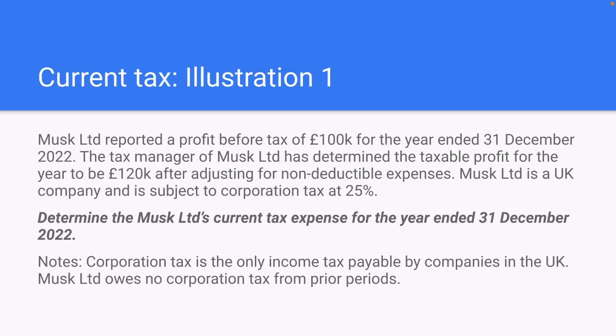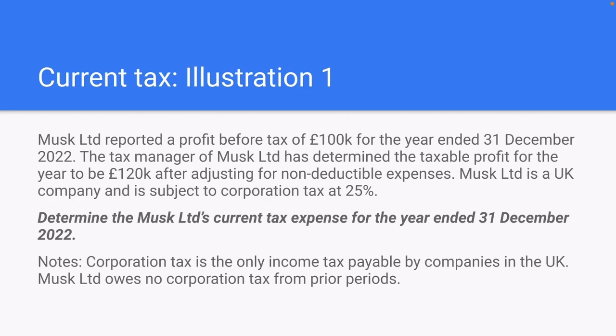The first illustration says that we've got a company called Musk Limited that has reported a profit before tax of £100,000 for the year ended 31 December 2022. The tax manager of Musk Limited has looked at the accounts and has said that the taxable profit for the year is £120,000 after adjusting for certain non-deductible expenses. Musk Limited is a UK company and is subject to corporation tax at 25%.